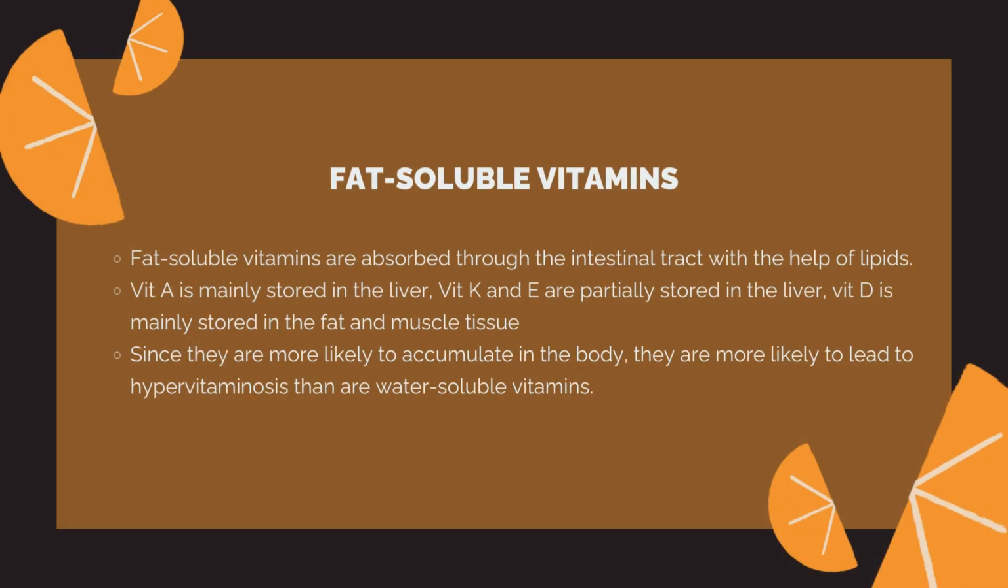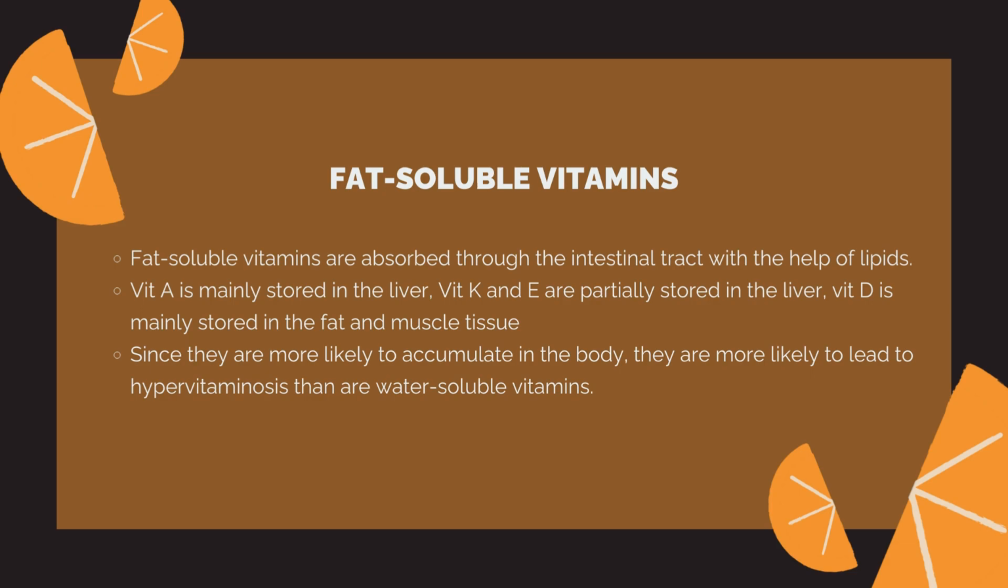Fat-soluble vitamins are absorbed through the intestinal tract with the help of lipids and can be stored in our body because our body is surrounded by fatty layers that allow the movement of those vitamins and storage. Vitamin A is mainly stored in the liver. Vitamins K and E are partially stored in the liver. Vitamin D is mainly stored in the fat and muscle tissue.